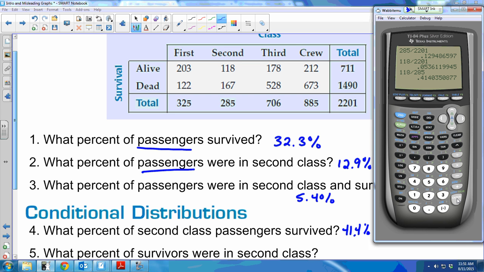And then the last one, what percent of survivors were in second class? Someone said it. Right, because our population now is narrowed to survivors. So 16.6%. Right? They all have the same words in them, but 5 very different questions. Just be careful what that population is. 2 more questions.